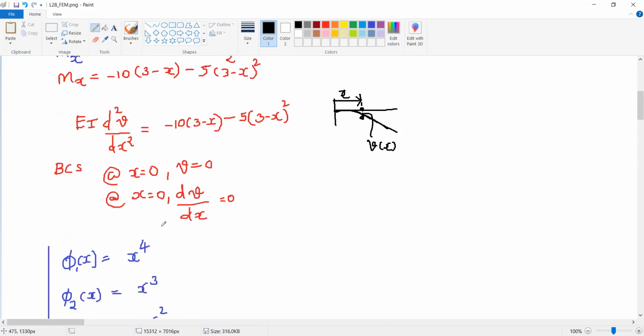So what are the boundary conditions? There are two boundary conditions. At x equal to 0, v is equal to 0, and at x equal to 0, dv by dx has to be also equal to 0. Slope and deflection at this fixed end point are ought to be 0.